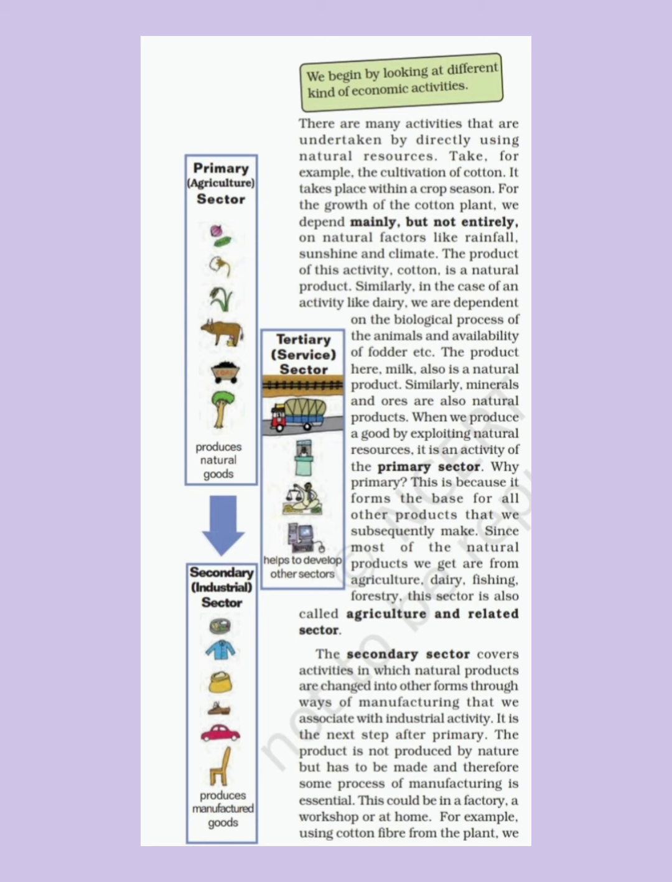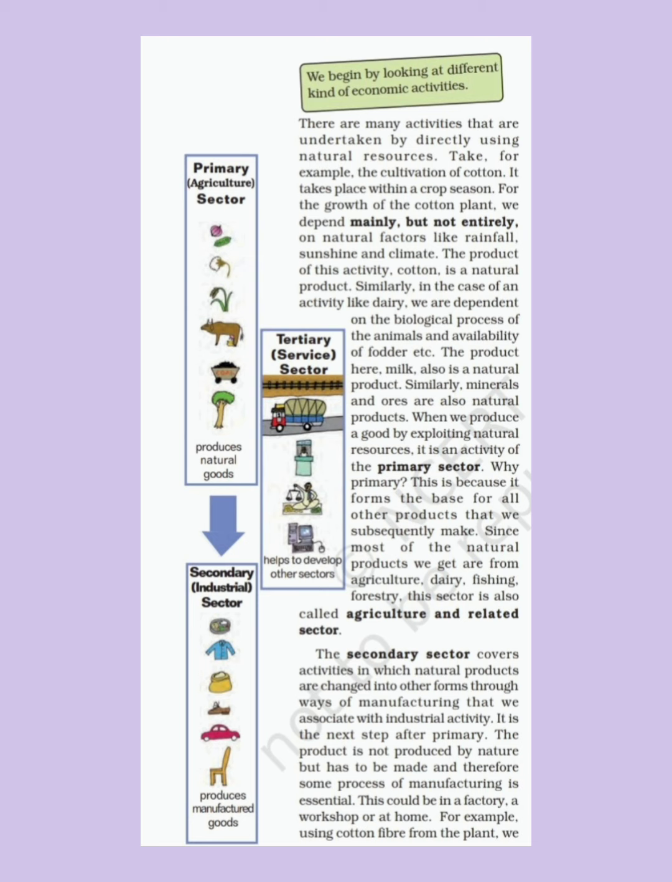Similarly, if we take another case, an activity like dairy is dependent on the biological process of the animals, and also very importantly on the availability of fodder, etc. Also, how healthy the cow is, that is also one of the factors on which the production of milk depends. Now the product here, that is milk, is also a natural product. Similarly, minerals and ores are also natural products.